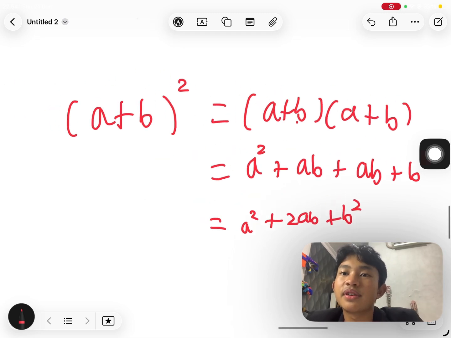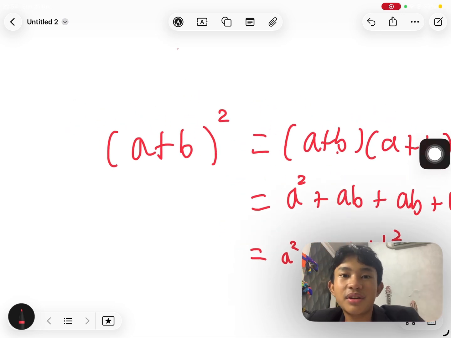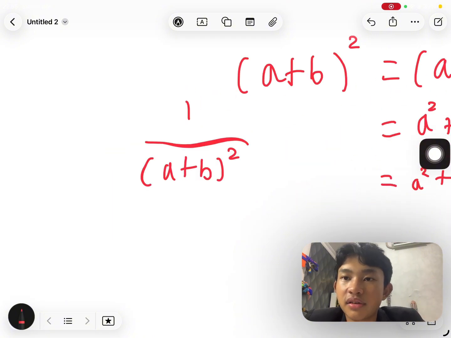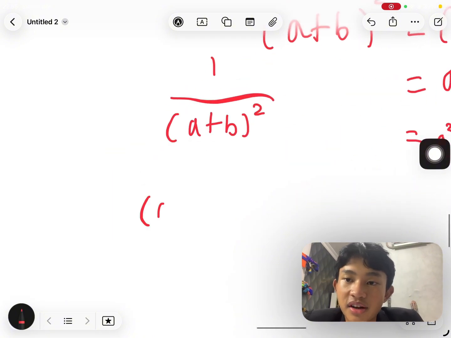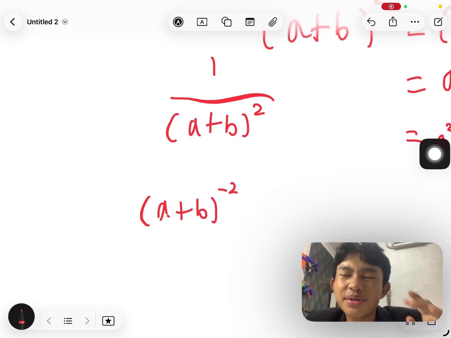And it works. But what if our exponent is in the 10s, in the 20s, in the 30s? What if our exponent is negative, say 1 over (a + b)^2? That means that, of course, our exponent is actually negative 2. So how do you do that?